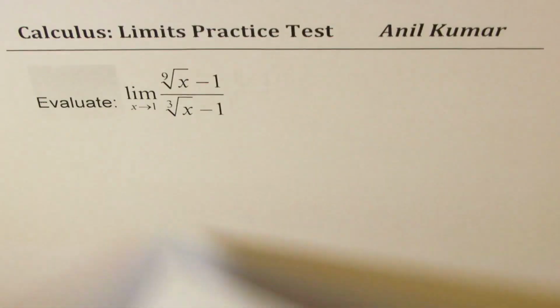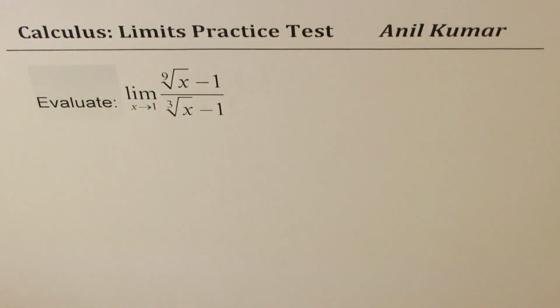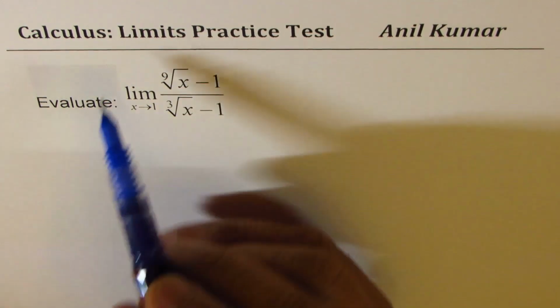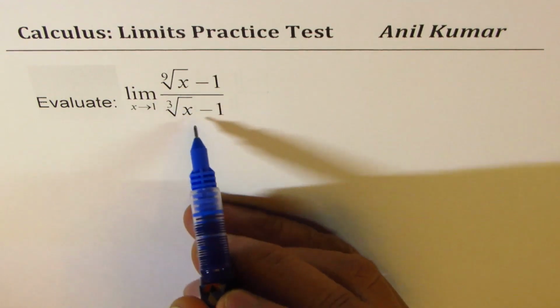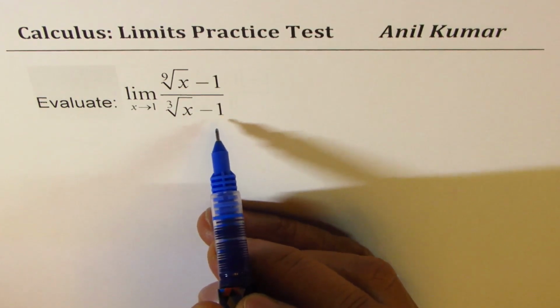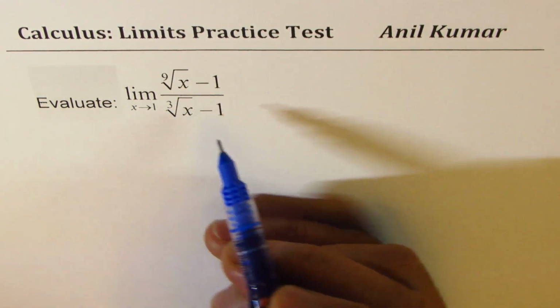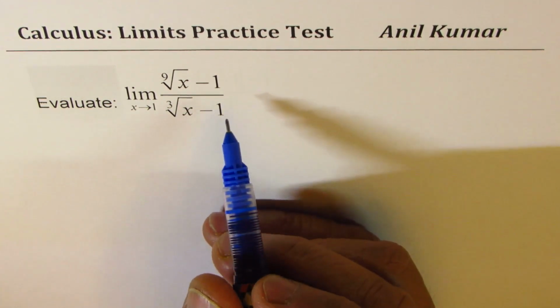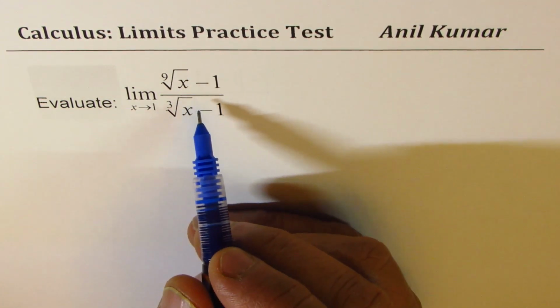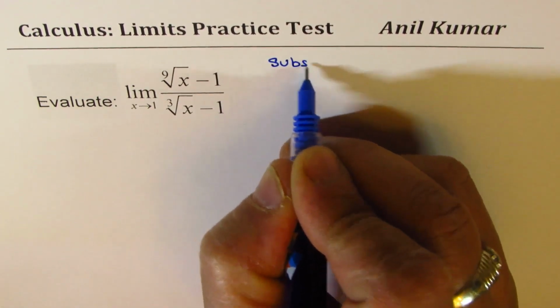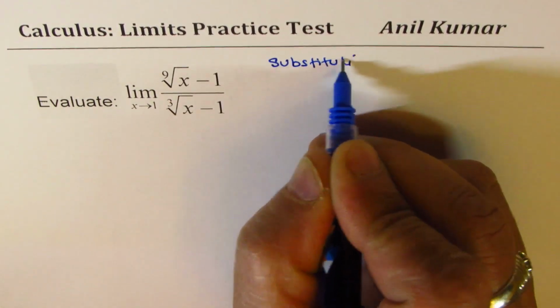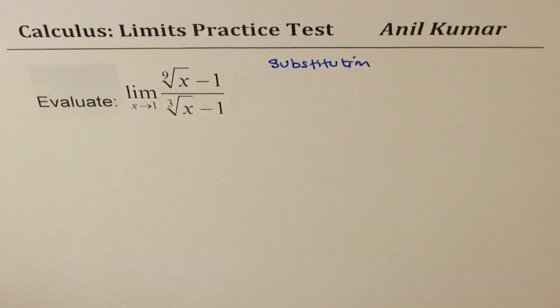Now let's take the next example, which is to find the limit for ninth root of x minus 1 over cube root of x minus 1. Now here we could adopt different methods. We could do substitution, for example. So let's do substitution. We could also directly do factoring, right? We can factor it also.